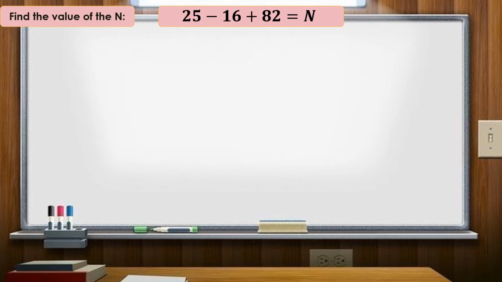The next problem is 25 minus 16 plus 82. Find the value: 25 minus 16 plus 82 equals n. In MDAS, there is no multiplication and division here, so we skip those. From left to right, which comes first, addition or subtraction? Since the subtraction comes before the addition, we must perform the subtraction first. So 25 minus 16 is 9.